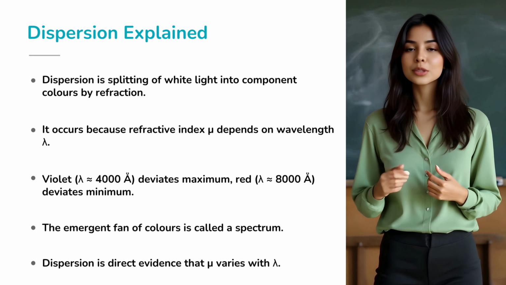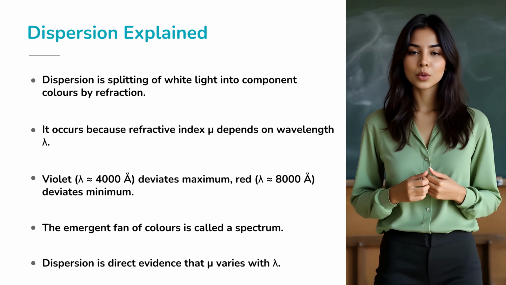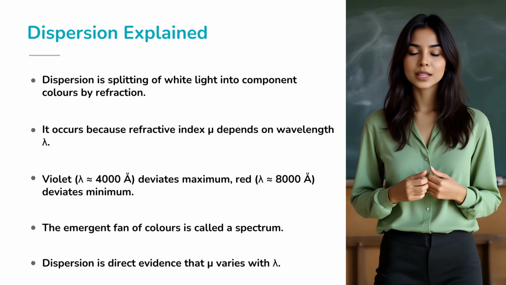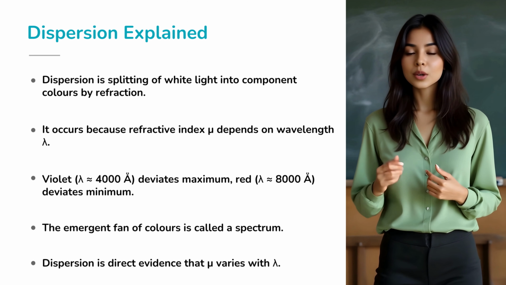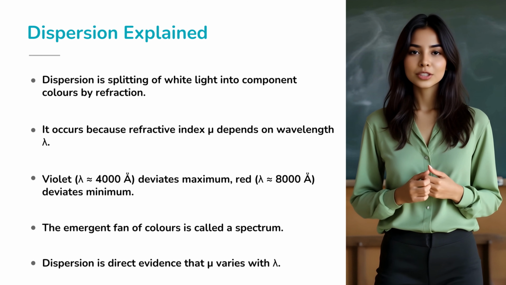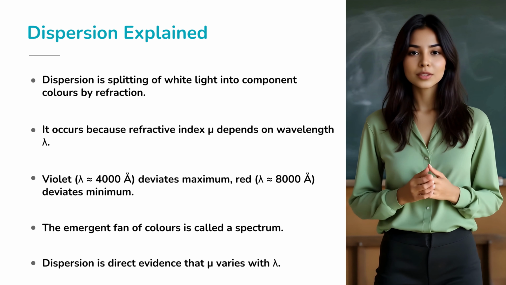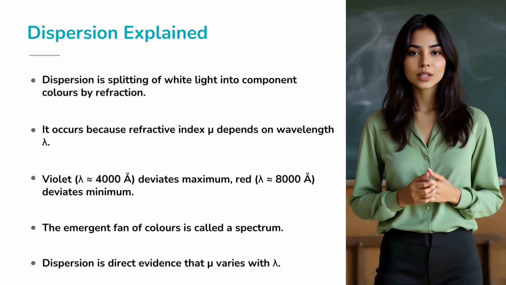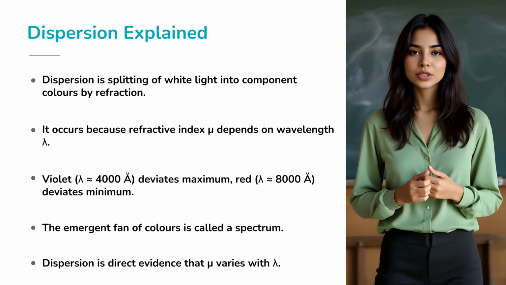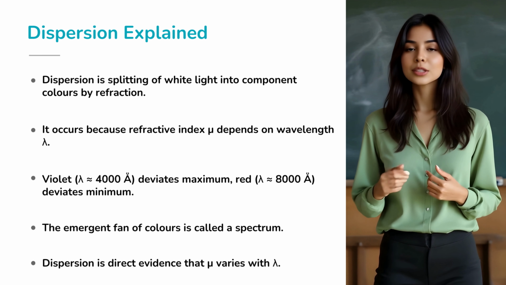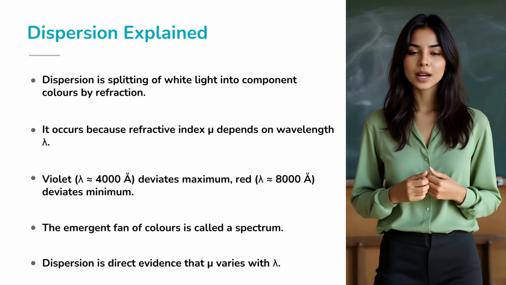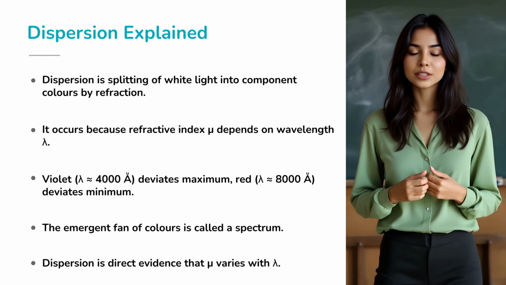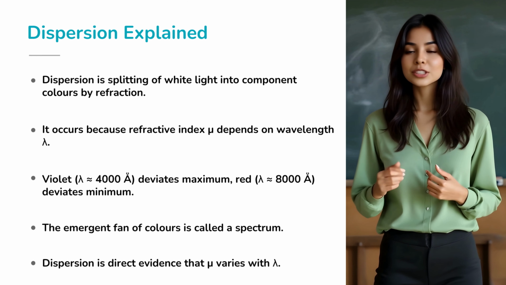Dispersion is simply the splitting of white light into its component colors by refraction through a prism. Why does this happen? Because the refractive index of glass, mu, depends on the wavelength, lambda. Violet light, with a wavelength of about 4000 angstroms, travels the slowest and bends the most. Red light, with a wavelength of about 8000 angstroms, travels the fastest and bends the least.